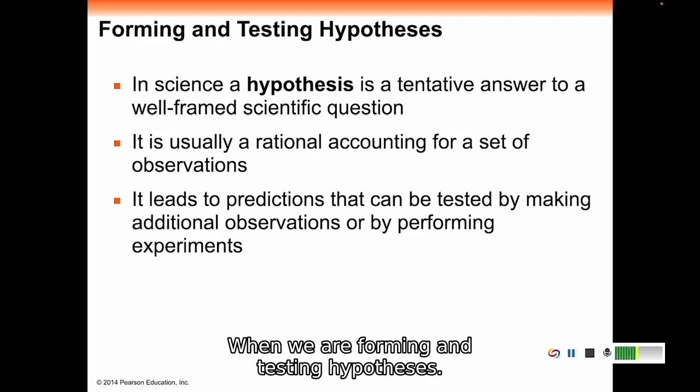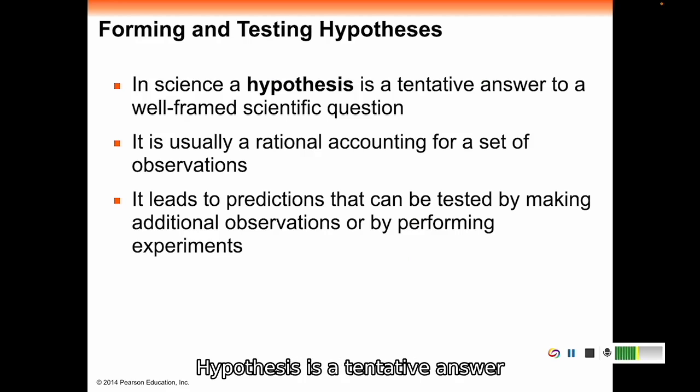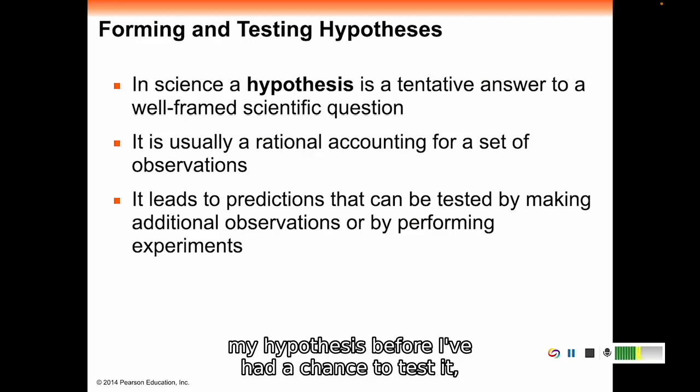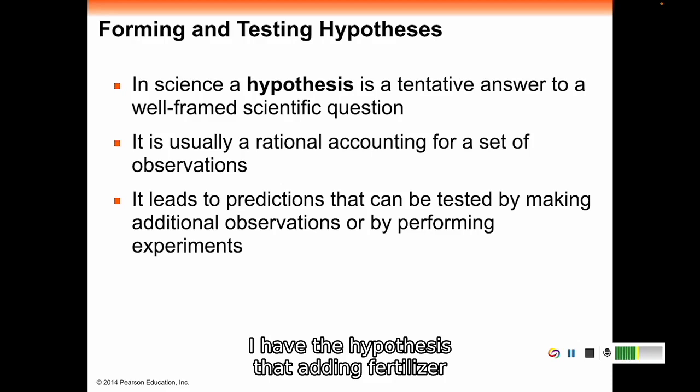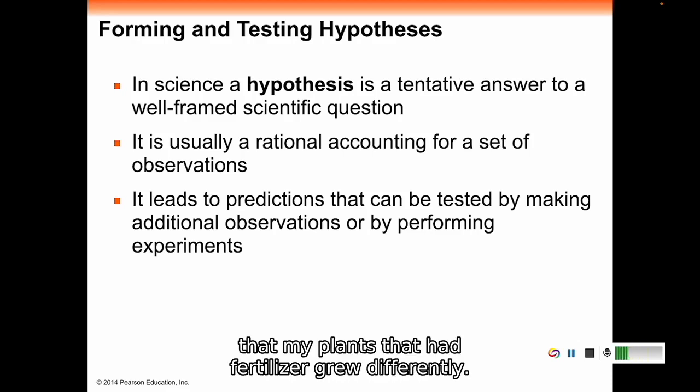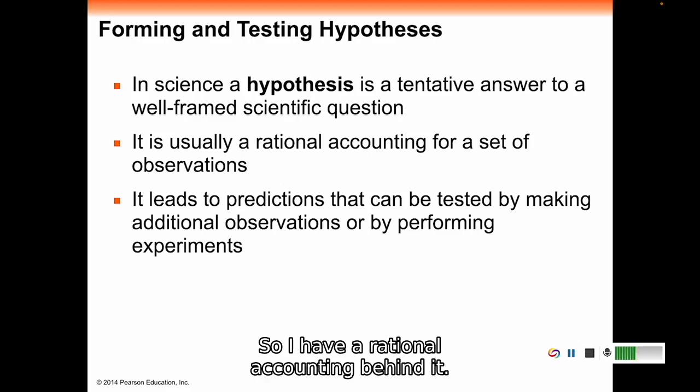When we are forming and testing hypotheses, a hypothesis is a tentative answer to a well-framed question. So when we're talking about my tomato plants, my hypothesis, before I've had a chance to test it, is that adding fertilizer to my plants will make them grow taller and have larger tomatoes. It should be a rational accounting for a set of observations. So I am able to see before that my plants that had fertilizer grew differently. So I have a rational accounting behind it.